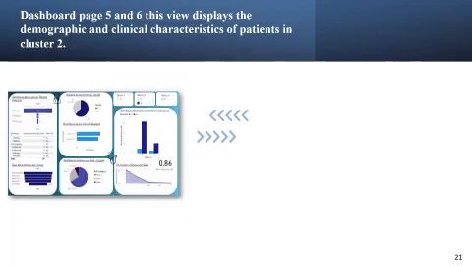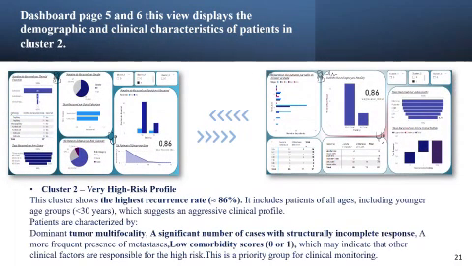Cluster 2 is characterized by the highest recurrence rate, about 86%. It includes patients of all ages, even those under 13, which reflects an aggressive clinical profile. The group presents tumor multifocality, incomplete response, and frequent metastasis, while comorbidities remain low. This is a priority cluster for clinical follow-up.